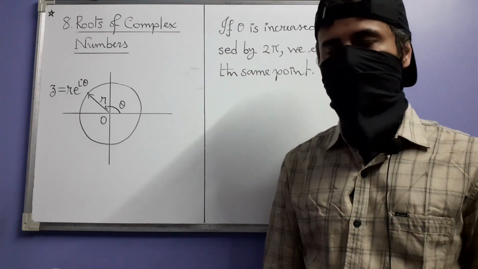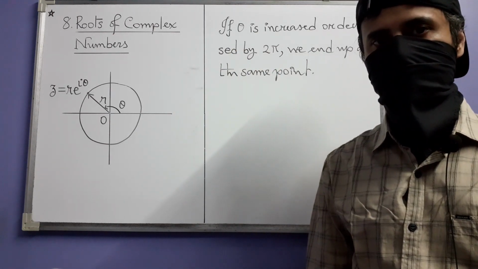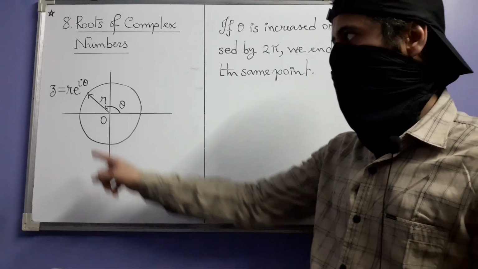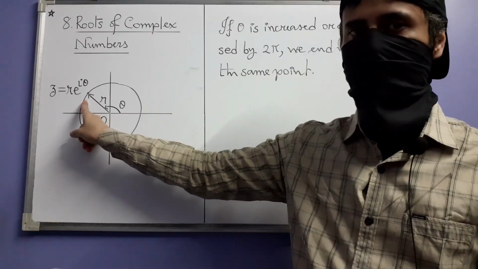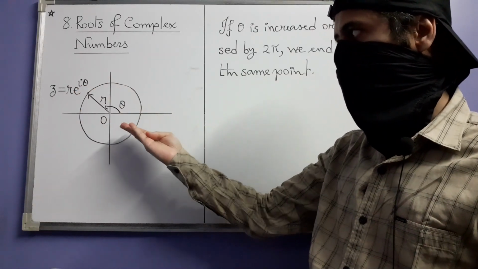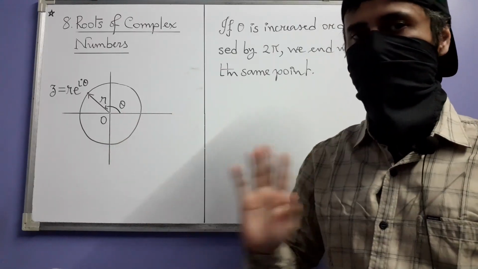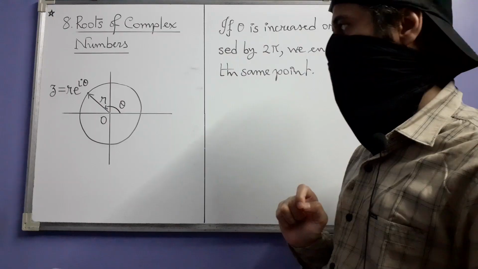The next section is about roots of complex numbers. Let's consider a non-zero complex number represented by this point in the complex plane. The fact that this is non-zero is clear from the figure because it's not the origin. As a point, it's not coinciding with the origin.